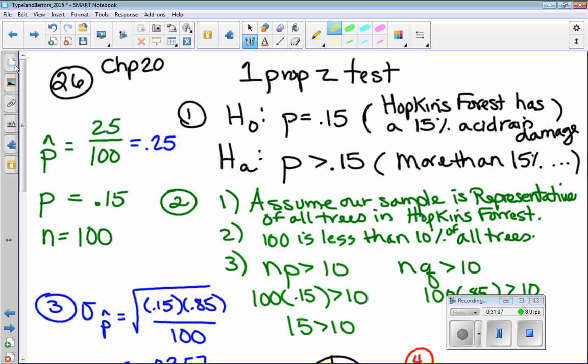1PropZTest, which is option 5. Let's plug in the information. What's that p with a 0? That's your claim. So what is that? 0.15 here. And then we're going to put in our proportion. So it'd be 25 out of 100. And we're looking to see that it's greater than, which is the last option, the one that's highlighted. So remember, we can draw it too if we want to make sure that we have it drawn correctly.